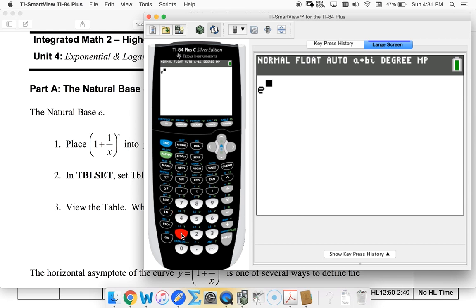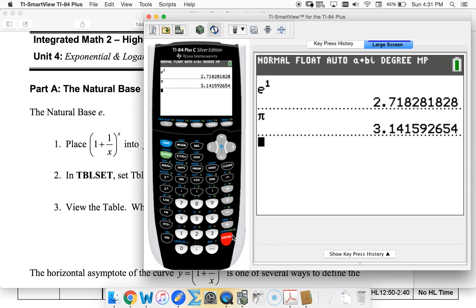If I make my value 1, then I'm just looking at the value of e, which is a constant. It's 2.718, blah, blah, blah. E is an irrational number. I know here it looks sort of like it's having a pattern, but it doesn't. It's irrational, just like pi. So our calculator also has pi. There's our irrational value of pi.